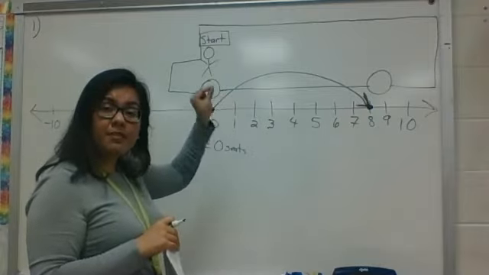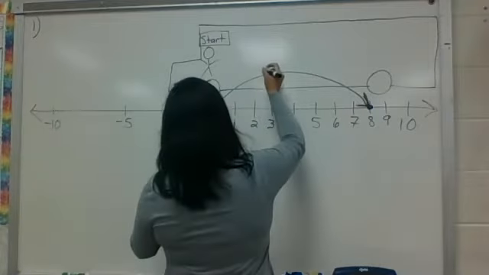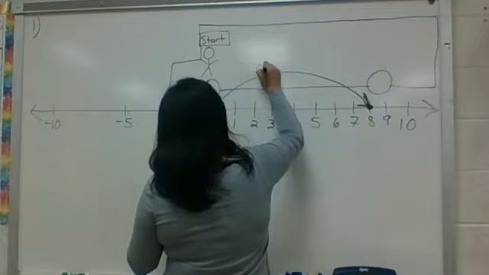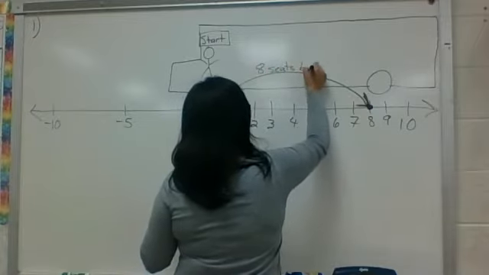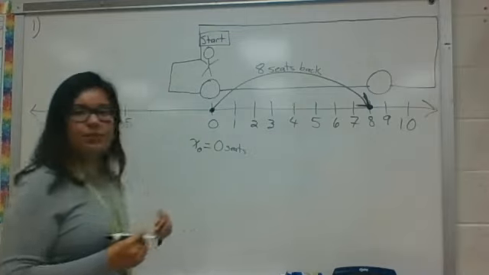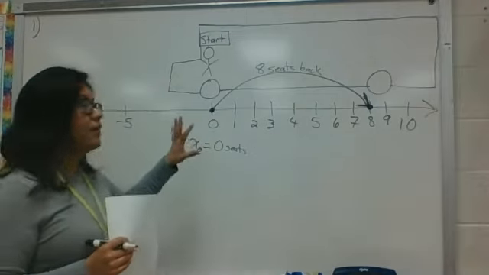And then remember from the ant video that we watched a few days ago that you want to label that line. So anytime there's movement, 8 seats back. Anytime there's movement, you want to go ahead and label that.